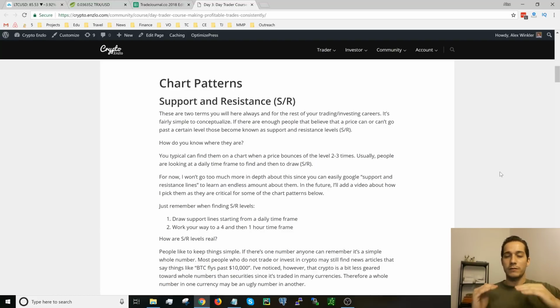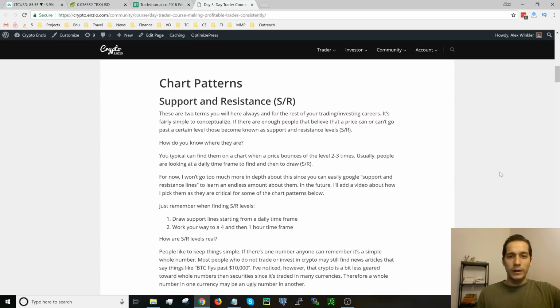Basically, if there's enough people that believe a price will go, let's say $5, because in the past it's always bounced off of that, then that might be a good place to put in your limit order to buy the currency at that price. The same can be reversed: if there's a ceiling and the price doesn't get past $5, that's a resistance level.